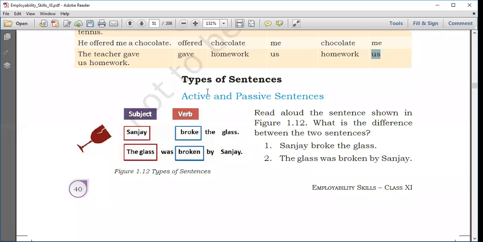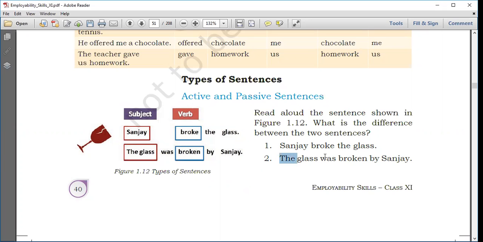Then we'll talk about the different types of sentences that we have, right? Sentences are categorized based on different categories. The first category is active and passive sentences. We have two types of sentences, one is active, one is passive. Active is the one where the subject is doing some action. For example, Sanjay broke the glass. Who broke the glass? Sanjay. Who is the action doer here? Sanjay. So this is an active sentence, right?